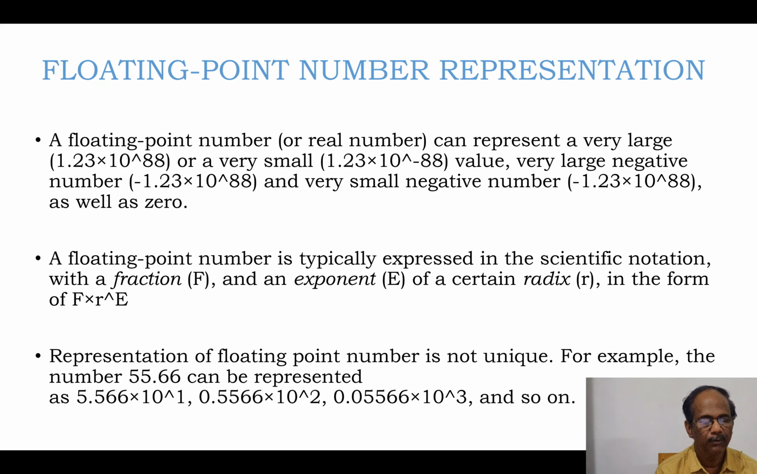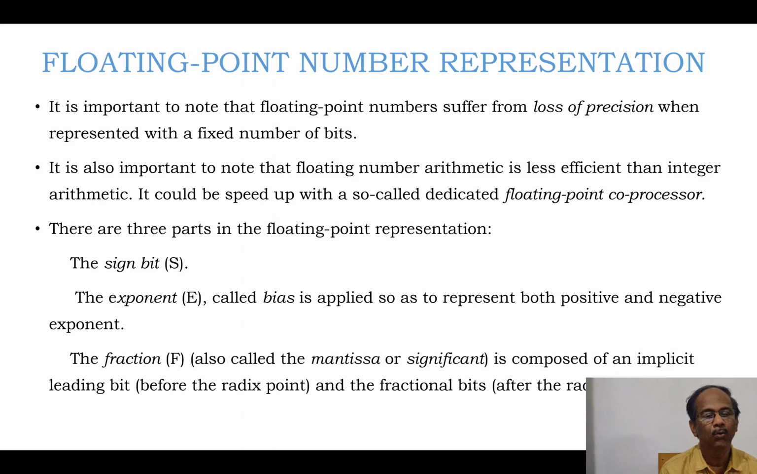For example, suppose you consider a decimal number 55.66. This can be represented as 5.566 into 10 to the power 1, or can also be represented as 55.66 into 10 to the power 0, or can be 0.5566 into 10 to the power 2, or can be 0.05566 into 10 to the power 3, or can be 556.6 into 10 to the power minus 1. That shows that the floating point representation is not unique.